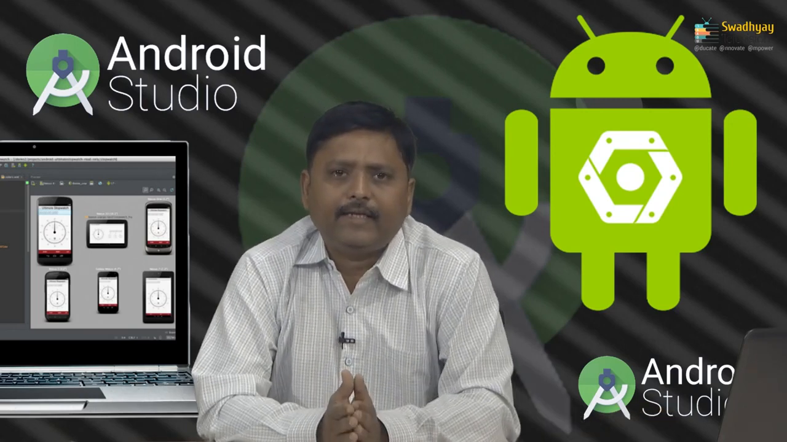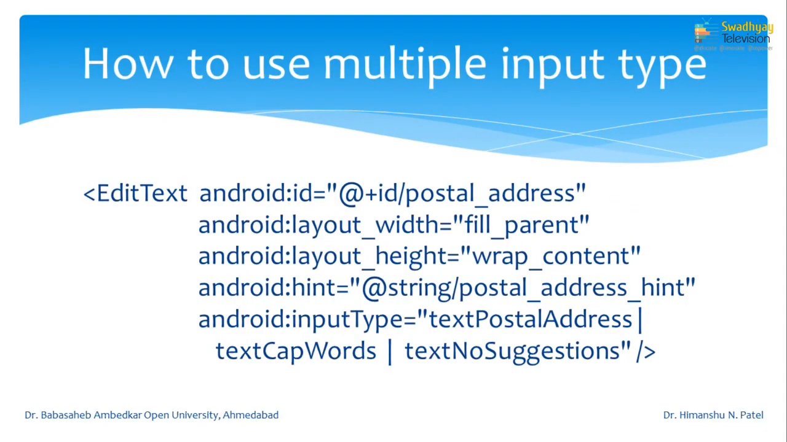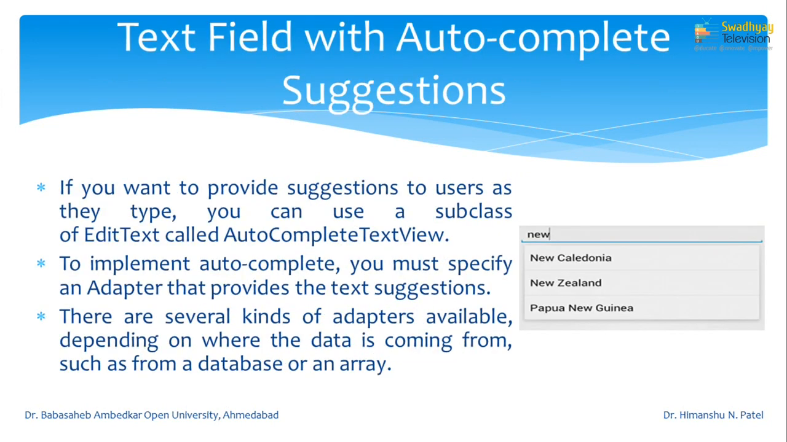This is an example that shows how to use multiple input types. Here we use postal address, but all words should be capitalized and there should be no suggestions for autocomplete. So, this is how you can use multiple input types.